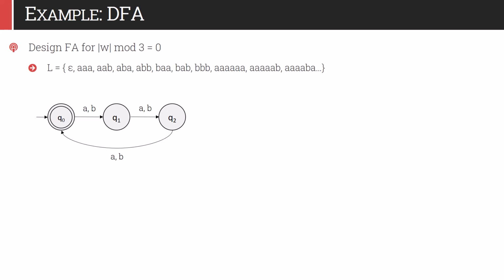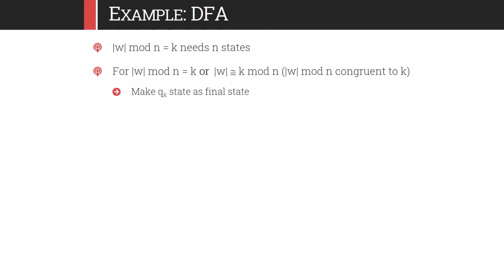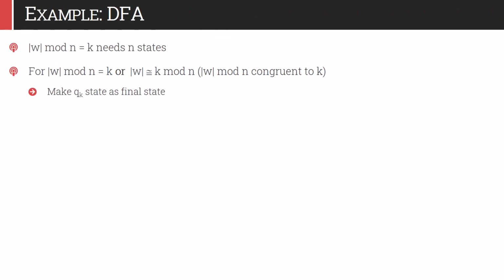Right? So epsilon, then strings of length 3, 6, 9, etc. It will accept, and all remaining strings of length 1, 2, 4, 5, 7, 8, etc. will all be rejected. There is a simplification of this.